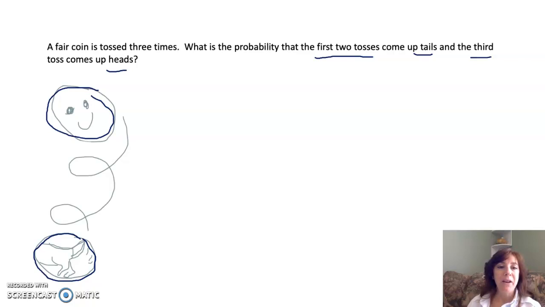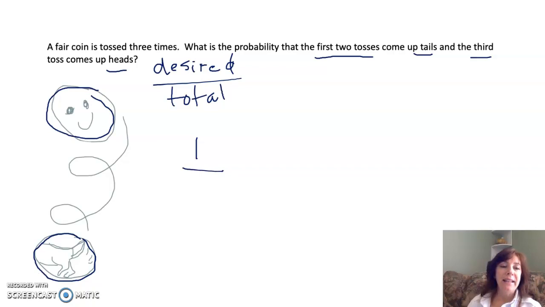The first time I flip my coin, I want tails. There's only 2 possibilities. One of those is the desired outcome, tails, that I want. Remember, it is desired divided by total outcomes. Now, I have one way that it could happen the desired way I want, but the total ways that it could happen is either heads or tails. There are 2 total outcomes that are possible. So I have a 1 in 2 chance of flipping tails the first time.